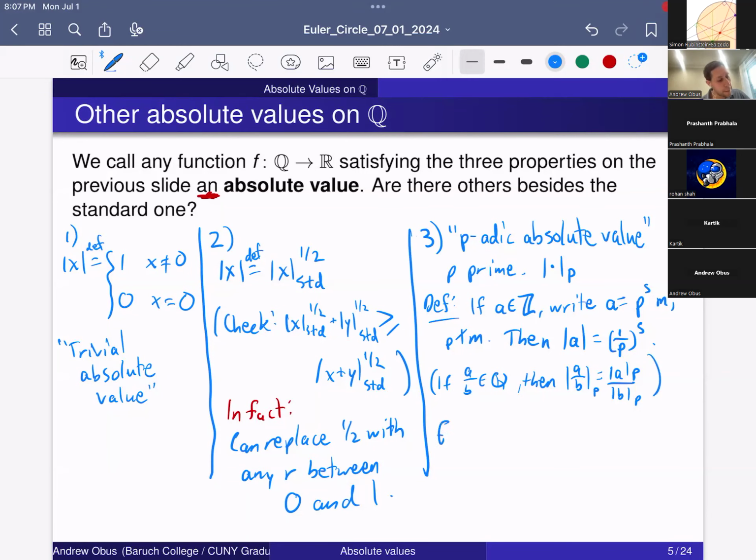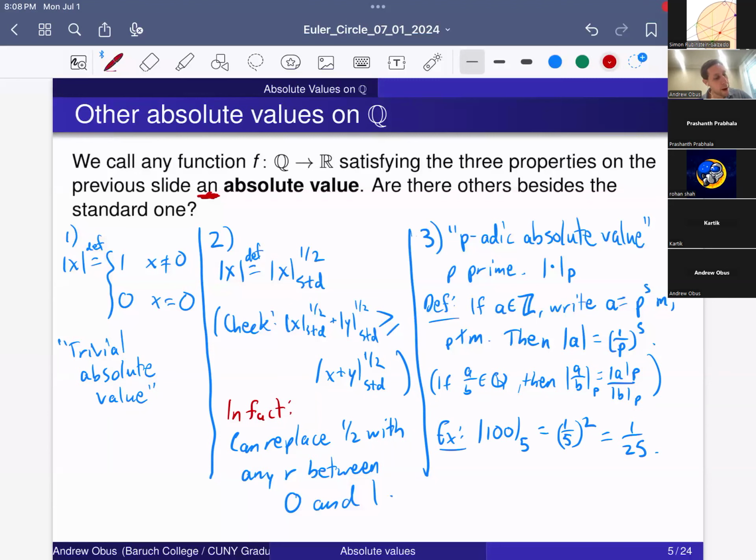Okay, so an example of this would be if you take the 5-adic absolute value of 100. Well, 100 is divisible by 5 twice. It has 2 factors of 5. You write it as 5 squared times 4. So that's going to be just 1/5 squared. Okay, or in other words, 1/25. Okay, so this is what's called the p-adic absolute value.